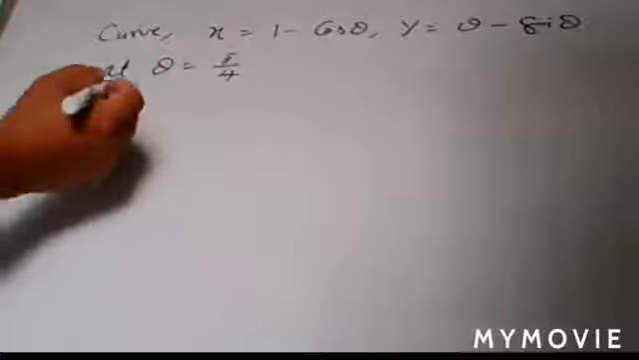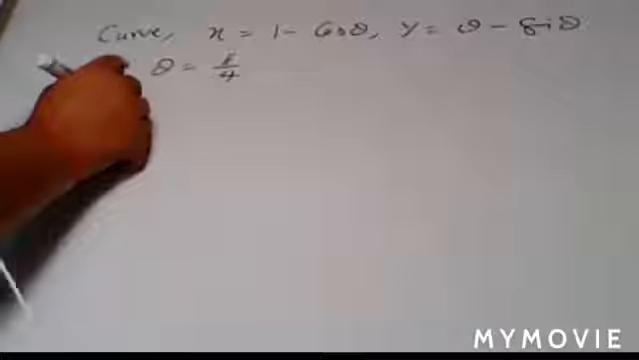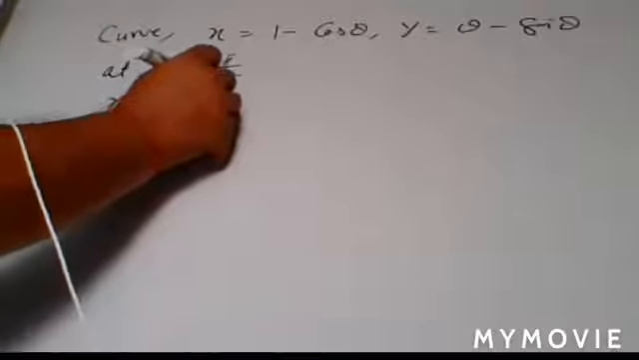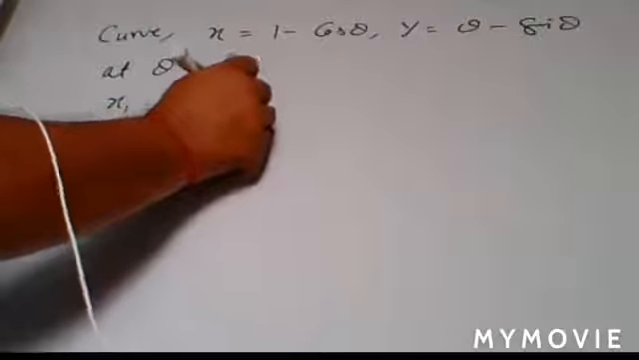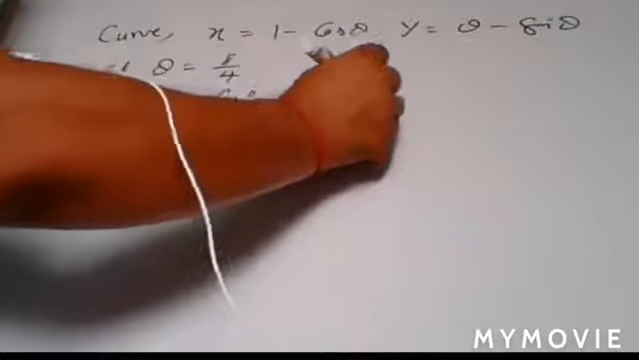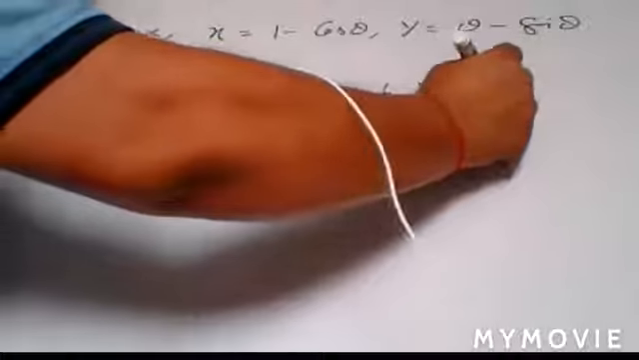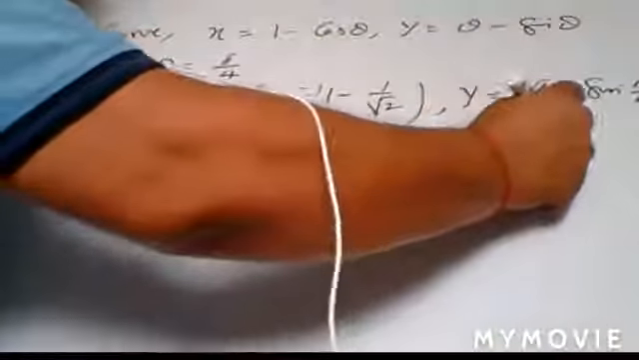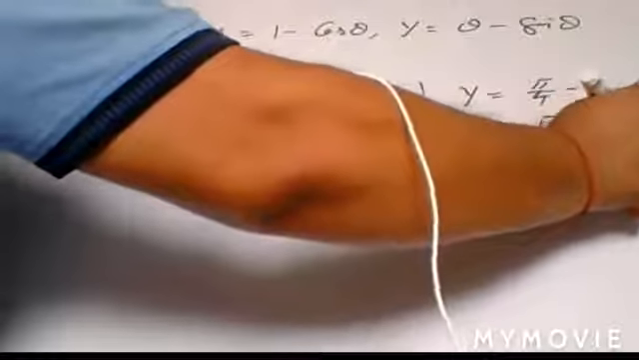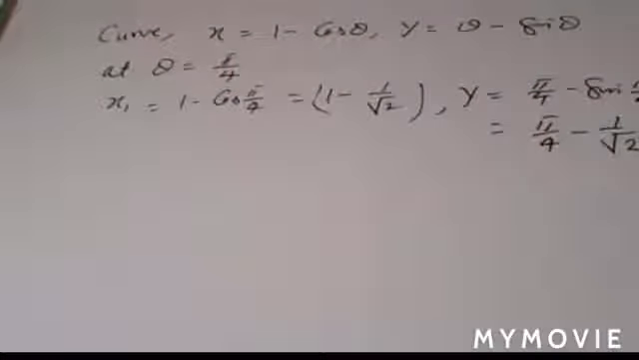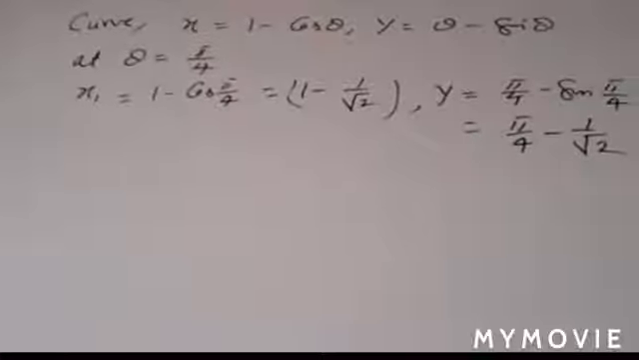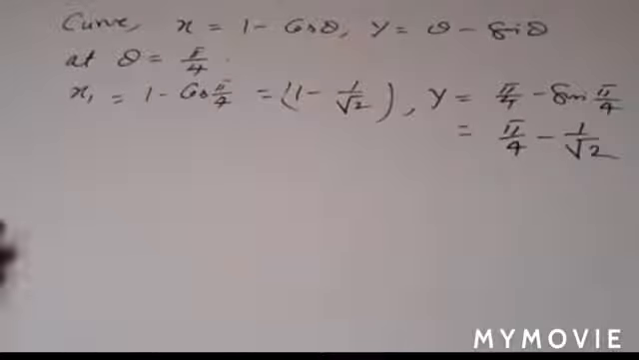So first of all, you have to write that. Here, the value of x1 is 1 minus cos of pi by 4, so that is 1 minus 1 by root 2. That gives the value of x1. In the same way, the value of y1 is equal to pi by 4 minus sine pi by 4, so that is equal to pi by 4 minus 1 by root 2. In this way, here you have the value of the points.